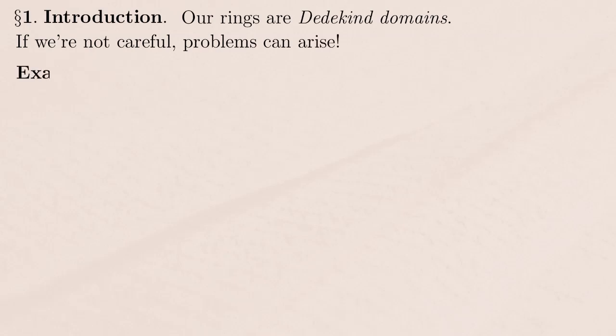Section 1. Introduction. So far I've been able to get away without being too precise about the properties of the rings we're working with. I said back in video 3 that our rings are called Dedekind domains, but I chose to avoid giving the full definition of that term too early on in the course. However, if we're not careful in choosing the right ring, problems can arise. Let's take Z adjoin root 5 as an example.